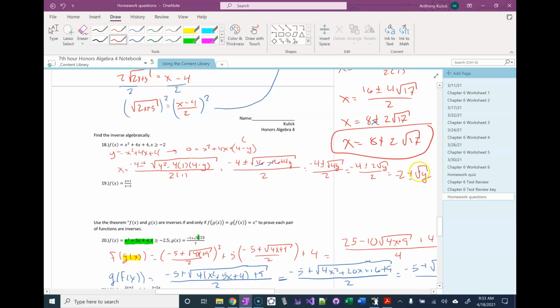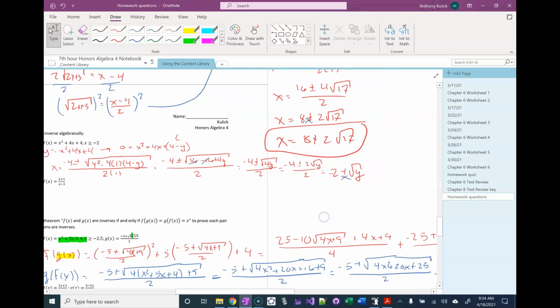When I take the square root of something, I always get a non-negative result. So I can't be subtracting here, because if I took negative 2 and I subtracted something positive from it, you get something smaller than negative 2, but we're told x has to be greater than negative 2. So that one can go away.